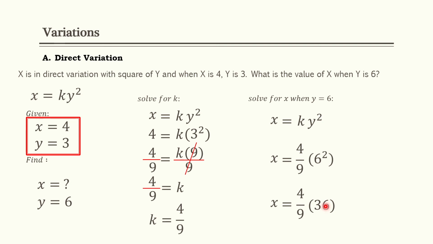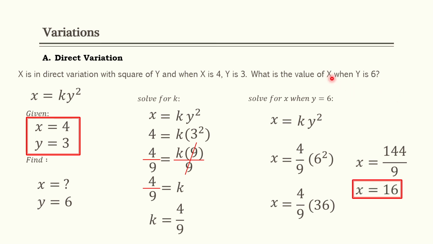So, this time, you multiply 36 by 4. 36 times 4, that is equal to 144. So, x is equal to 144 divided by 9. So, 144 divided by 9 is equal to 16. Okay? So, this is now our answer.